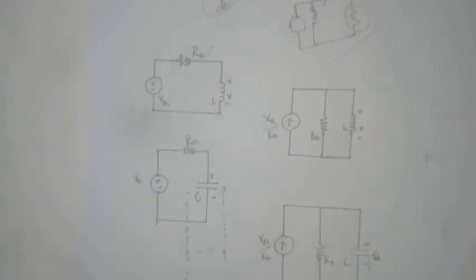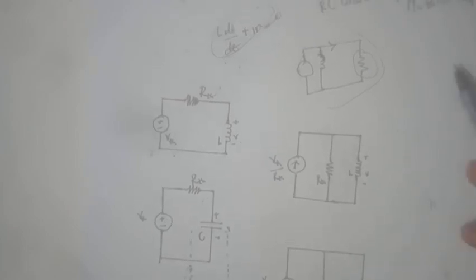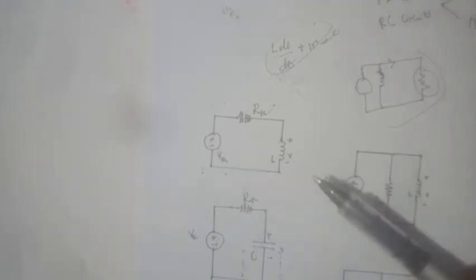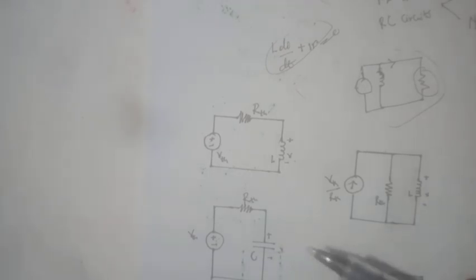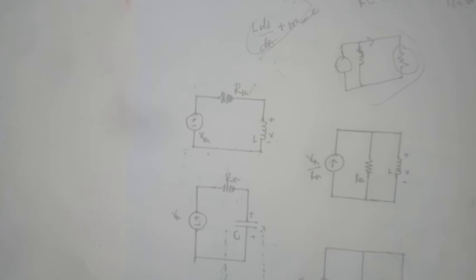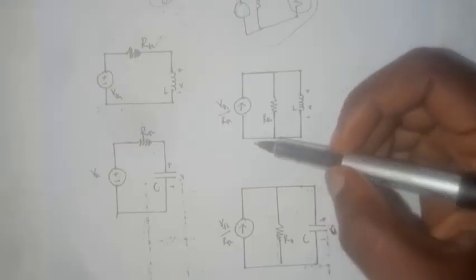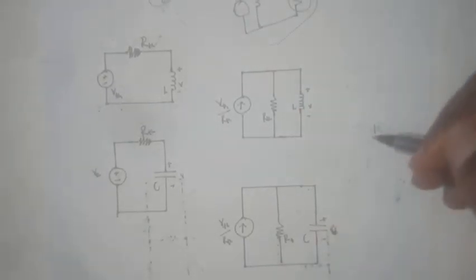Just keep in mind that when you are dealing with step response, V_TH is greater than 0 or less than 0. But when you're dealing with natural response, V_TH should be equal to 0, which would give you the equivalence of a source-free circuit. Same applies for all the other cases of first-order circuits.